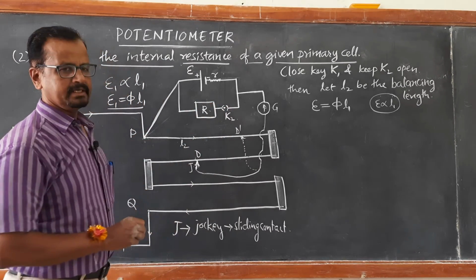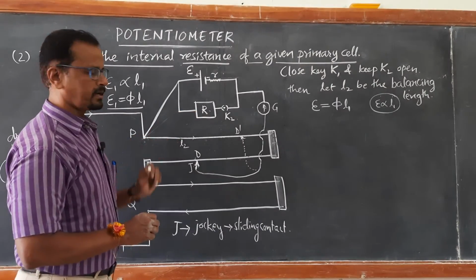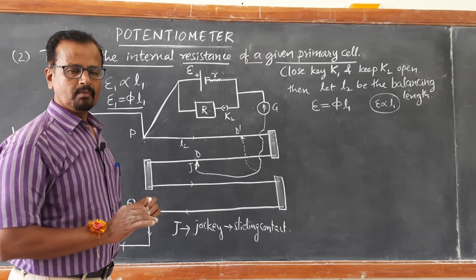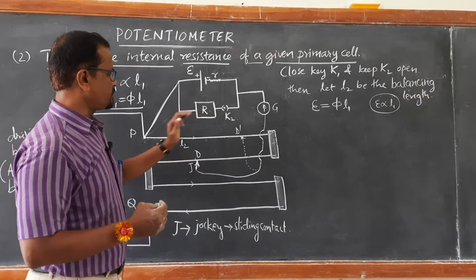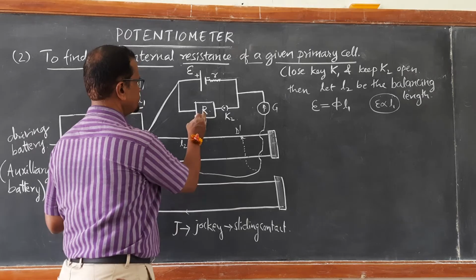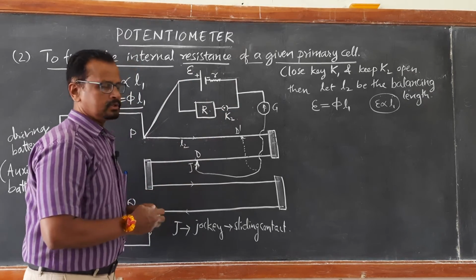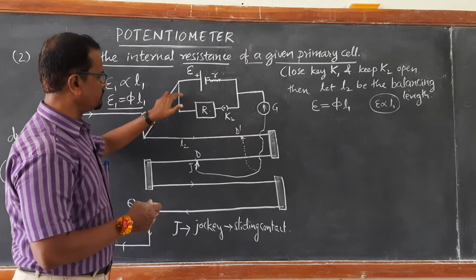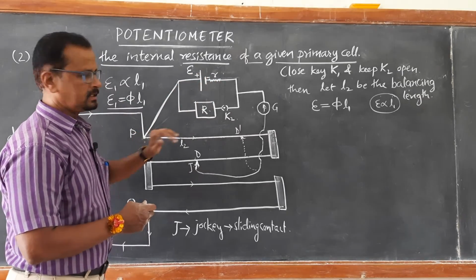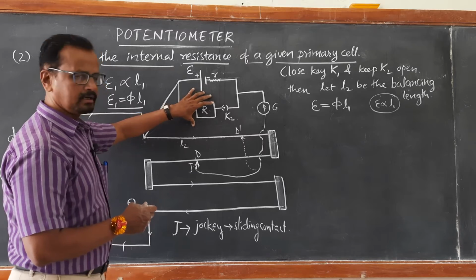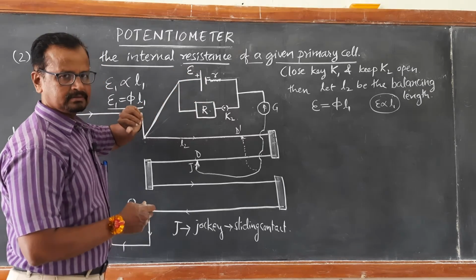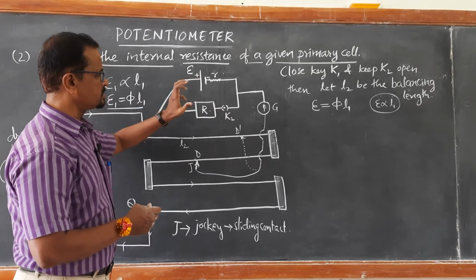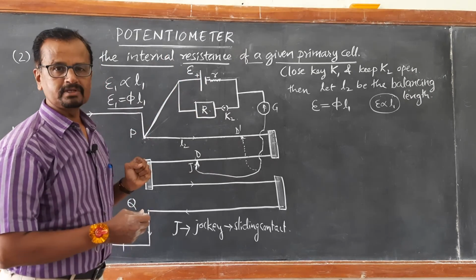After closing this key K2, we take some convenient resistance R from the resistance box. Let us say 5 ohm or 10 ohm. Some suitable resistance is taken out which is connected in parallel with this, so that now the current will be flowing not only through this cell, it will be flowing through this resistance which is connected in parallel with the cell. As a result, it will give you a potential difference which is now called the terminal potential difference.